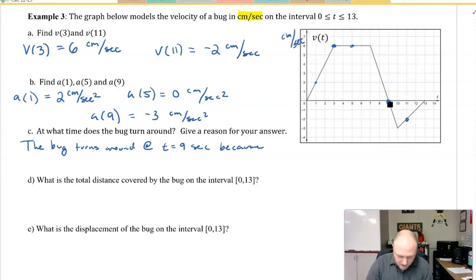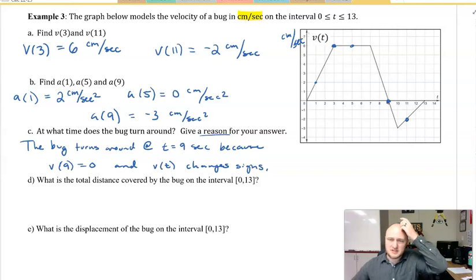because, and here's your justification, they say give a reason, v of 9 is equal to 0 and v of t changes signs. And that last part is the biggest. You better have this. V of t changes signs. Okay, changes from positive to negative. That's how you know the bug turns around, changes direction.